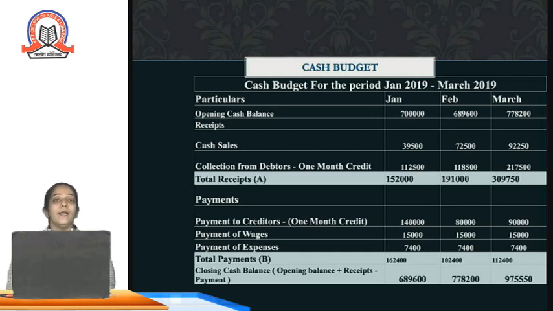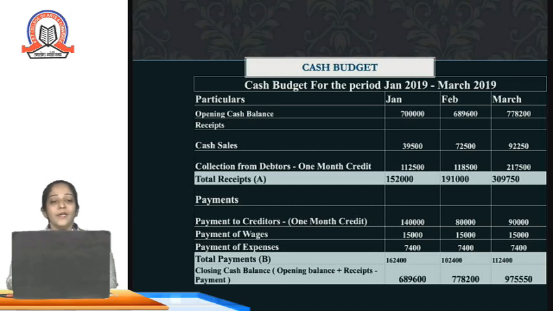Then finally, how am I going to get the closing balance? It is written that we have to add opening balance with the receipts, and whatever payments we have done, we have to subtract that payment from it. So opening balance plus receipts minus payments. So this is all about my format. Now in the question, the opening balance of January was given, which is 7 lakhs. So I have simply written the opening balance of January, that is 7 lakhs.